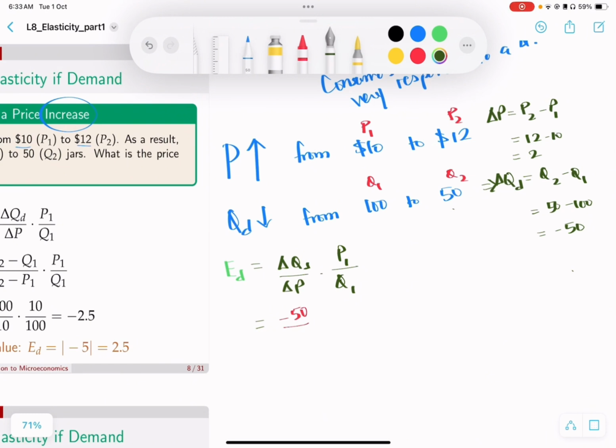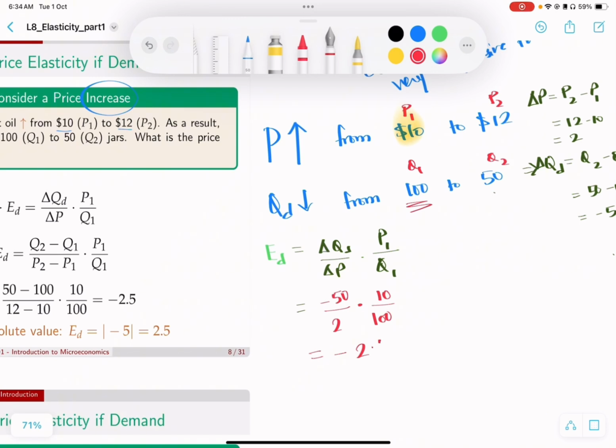So again, let's just go plug that in. This is 2. And then what's our original price? $10, right? So I'm going to go and write 10 here. And then what is the original quantity? It is 100. So let's put 100 here. So if you were to calculate this, you're going to get minus 2.5. There's actually a typo here, okay? It should be minus 2.5. Okay. So anyway, it is minus 2.5.